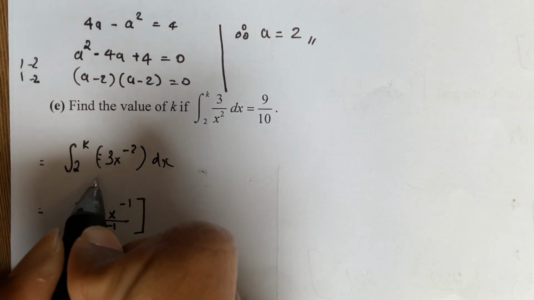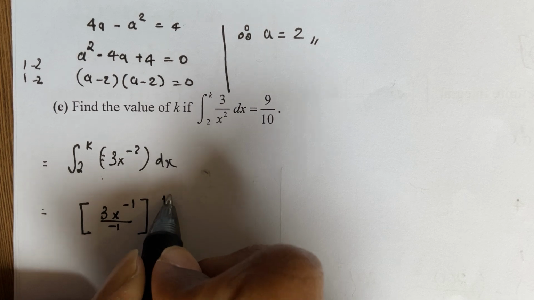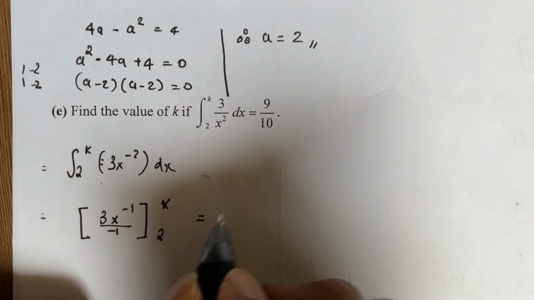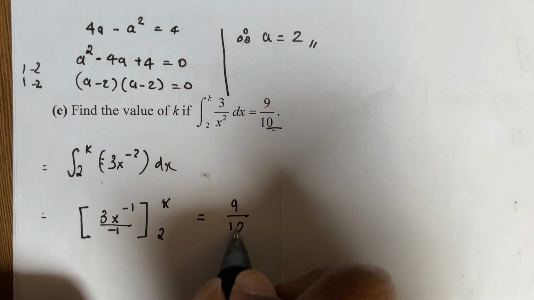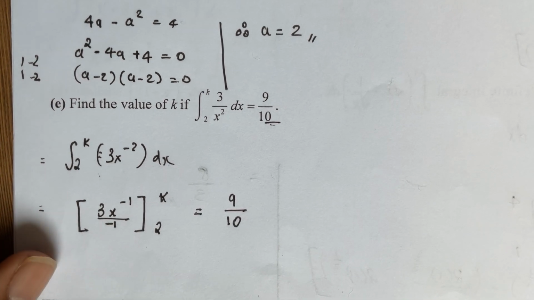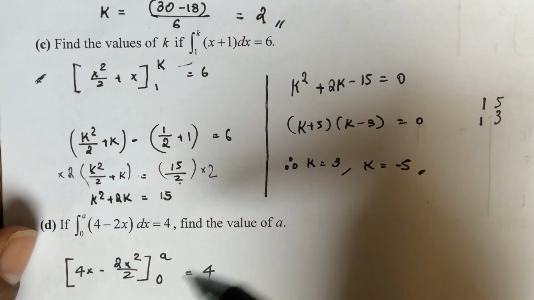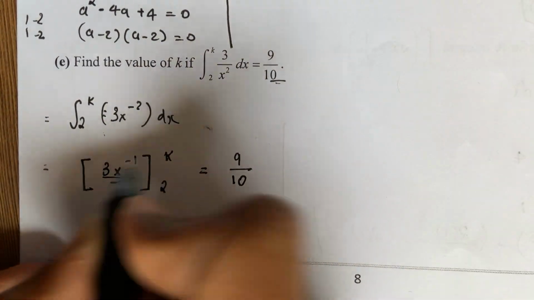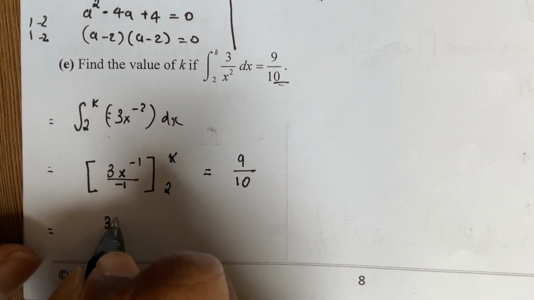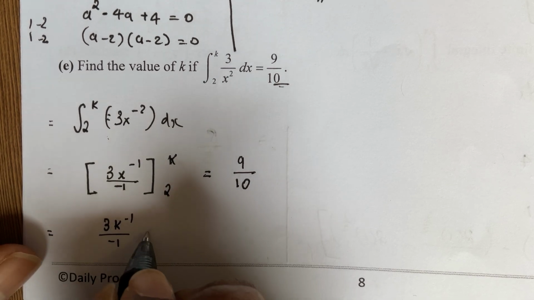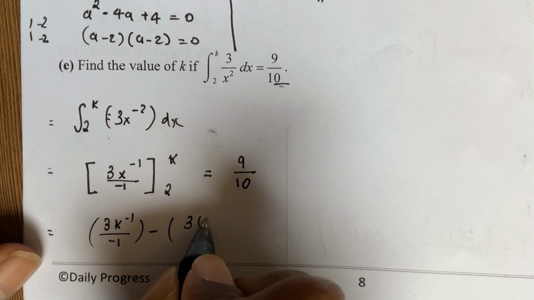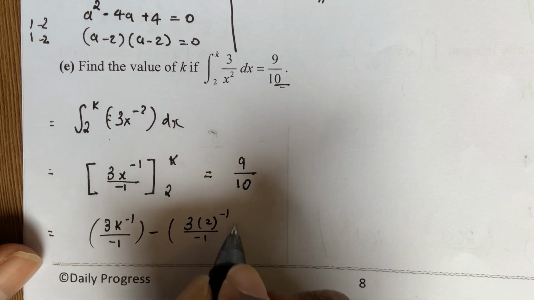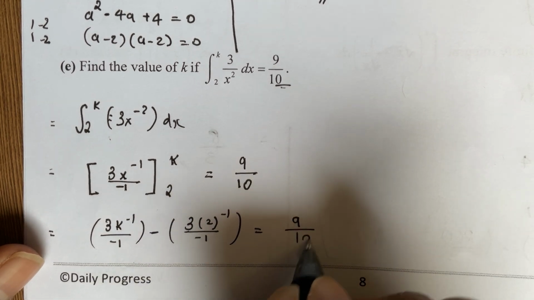Let's add in our bounds between 2 and k. Lower bound of 2, upper bound of k. And they've kindly given us that the result is equal to 9 on 10. Now, what do we do? Well, unlike our previous examples where the bound is equal to 0, we're actually going to have to sub it in. So let's sub it in: 3k to the minus 1 over minus 1, minus 3 times 2 to the minus 1 over minus 1, is equal to 9 on 10.